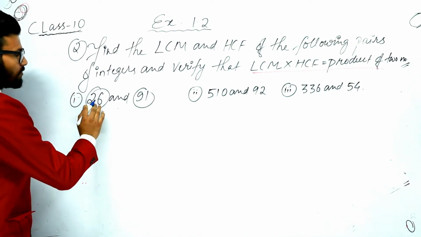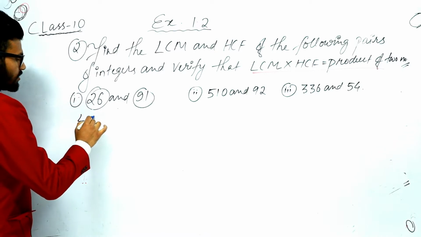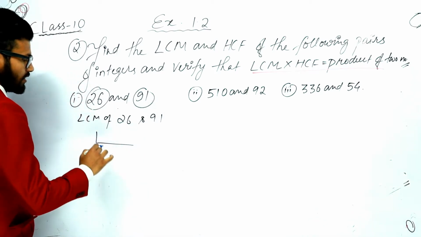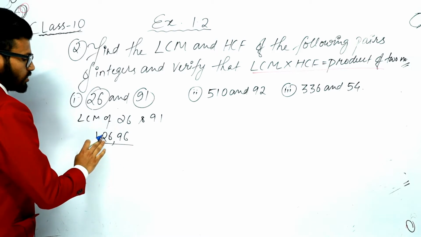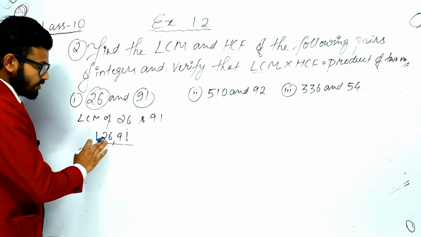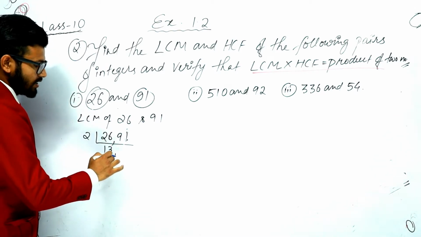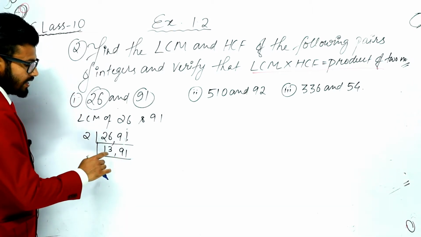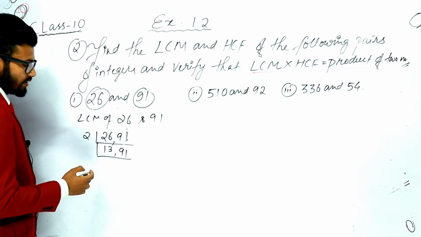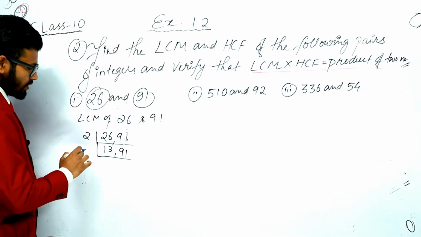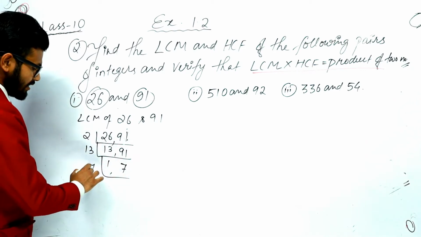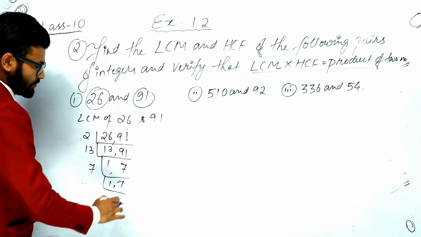So let us find the LCM of 26 and 91. How to find this one? As you have already learned in the lower classes, for 26 and 91, the lowest common factor for 26 is 2. 2 ones are 2, 2 thirteens are 26, and 91. We can see that both numbers cannot be divided by 3, 4, 5, so we can see that 13 is the common factor here. 7 also, so we can write 13 ones are 13, 13 sevens are 91. And lastly, 7 ones are 7, 1, 7.